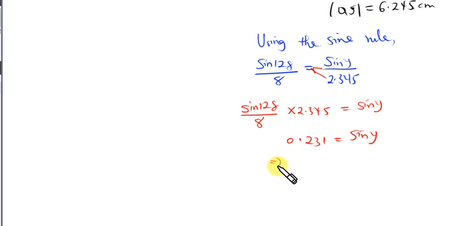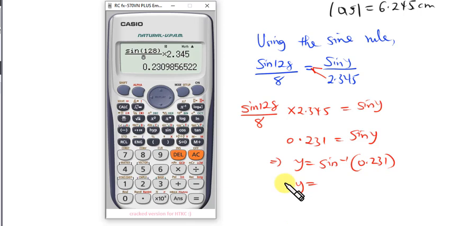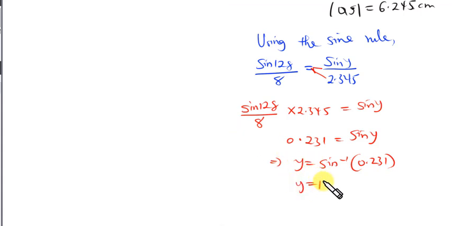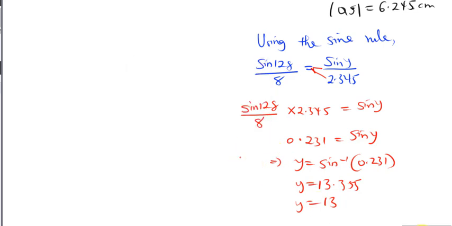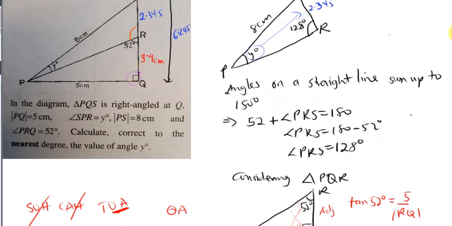So this implies that y is equal to the sine inverse of 0.231. Let me take the sine inverse of the whole of the answer. So shift sine of the answer, and I'm getting 13.355, and to the nearest whole number I'm getting 13 degrees. So you can see that we have been able to find the value of y.